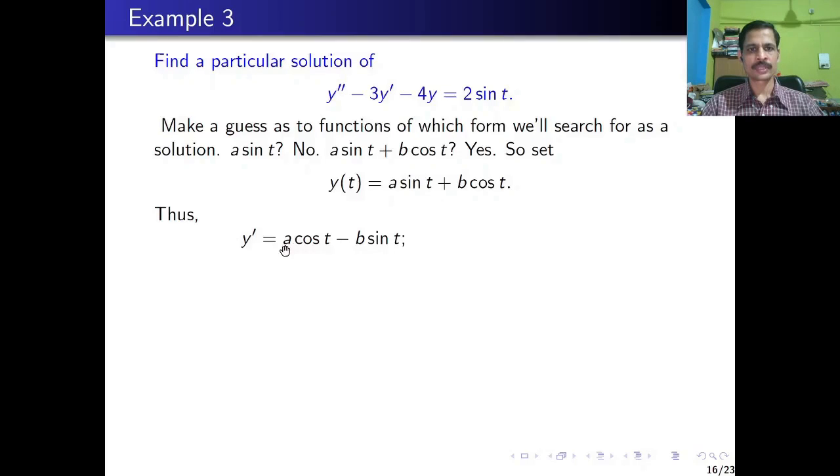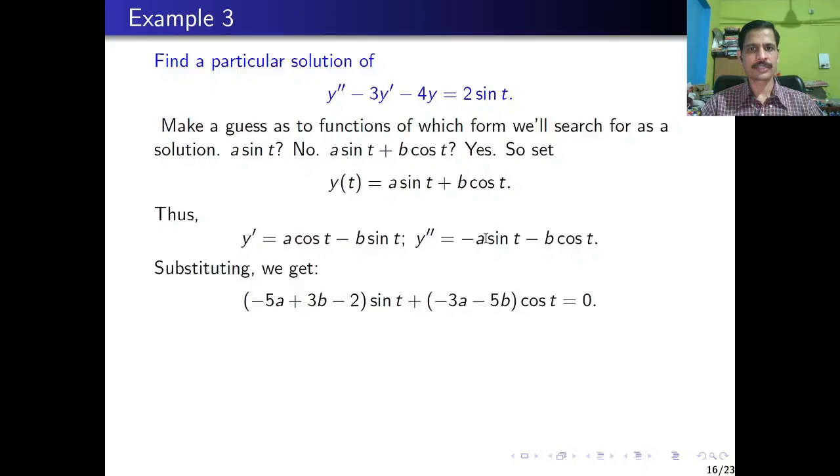So the derivative of y is a cos t minus b sin t. Double derivative will be minus a sin t minus b cos t. So when you substitute this in the given ODE and collect the coefficients of sin t and cos t, this is what we get. We have to transfer the 2 sin t on the left hand side, and we have to substitute all this y double prime, y prime and y in this equation. This is what we get.